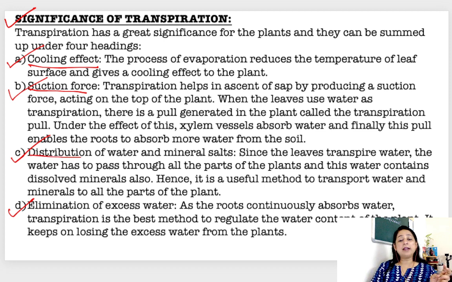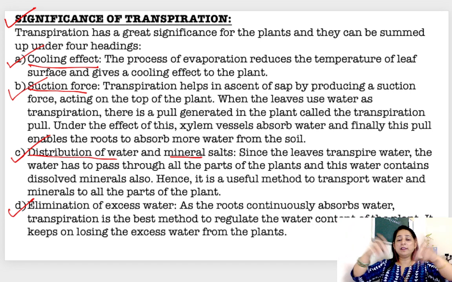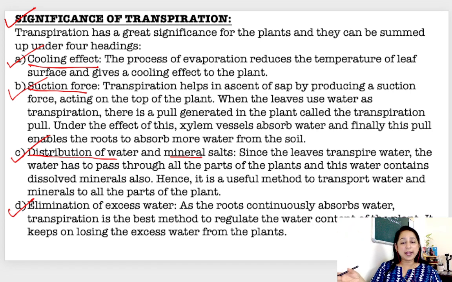Distribution of water and minerals. Now the plants, they do not have a circulatory system. They don't have heart, artery, vein. So how does the distribution of substances take place? It takes place through water. And unless transpiration creates a suction pull, the water will not go to all parts of the plant. Hence this transpiration also indirectly helps in distribution of water and minerals through water.